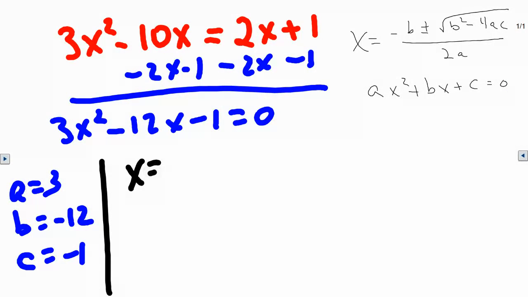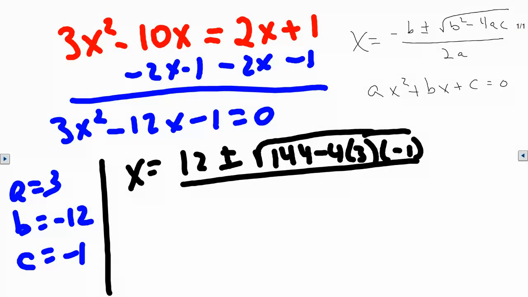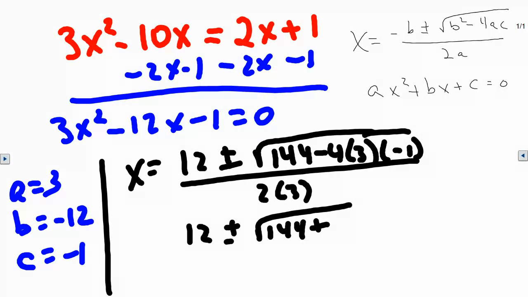So now I'm just going to apply the formula. The opposite of b is 12. Instead of negative 12, it's positive 12. Plus or minus the square root of b squared, which is 144, minus 4 times 3 times negative 1. The whole thing is over 2 times 3. The big deal here is figuring out whether or not the part underneath the radical is adding or subtracting. Negative 4 times 3 is negative 12, times negative 1 makes positive 12. So what we really have is 12 plus or minus the square root of 144 plus 12, all over 6.